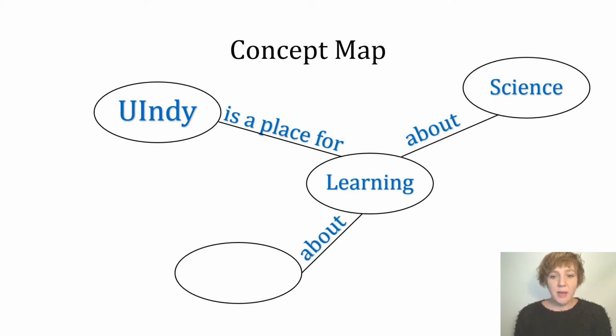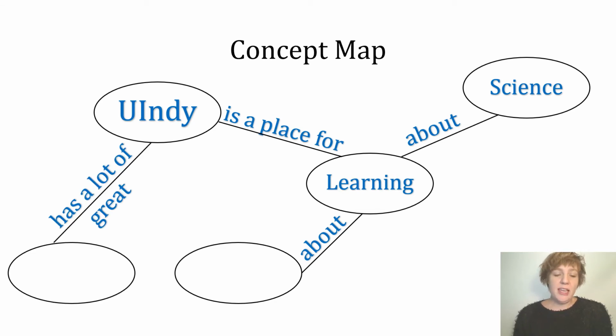We could take this a step further, and we could say UIndy is a place for learning about science, or UIndy is a place for learning about business, UIndy is a place for learning about nursing. There's really all sorts of different options here that we could try out. We could also organize some other thoughts about UIndy other than just learning. For example, we could say that UIndy has a lot of great sports, or UIndy has a lot of great campus activities, or UIndy has a lot of great people. I'm going to say UIndy has a lot of great faculty.